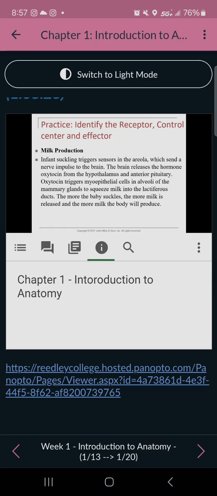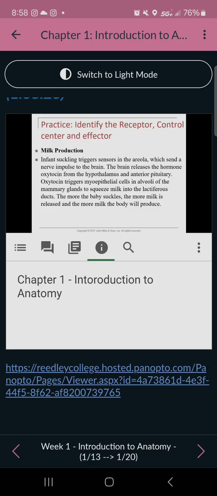Okay, now we're gonna do another practice scenario, and then again, we're gonna identify the receptor, the control center, and the effector. Okay, so it's gonna be about milk production. Infant suckling triggers sensors in the areola, which send a nerve impulse to the brain. The mammary alveoli are the site of milk production and storage in the mammary gland.